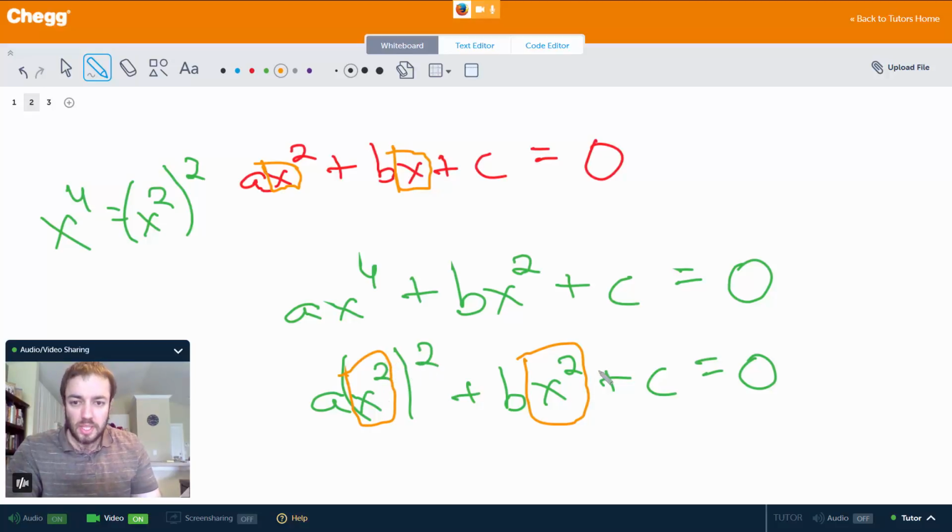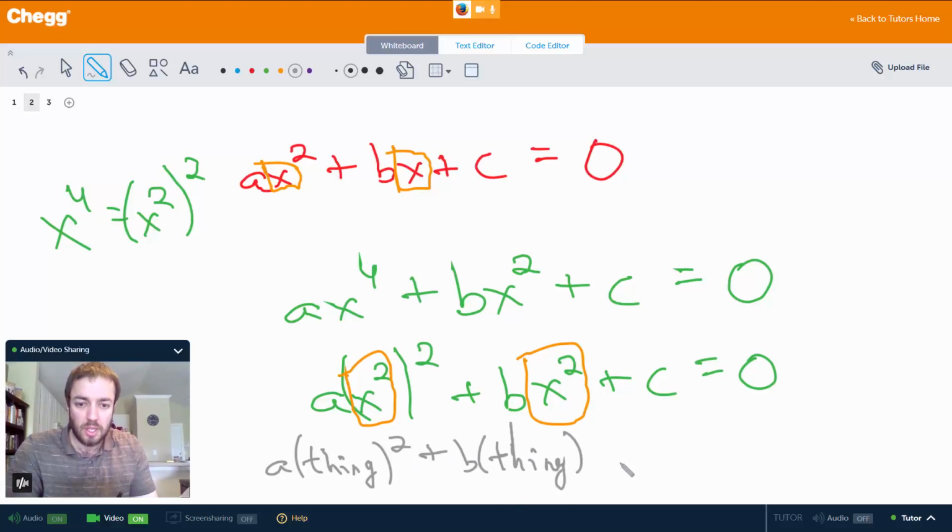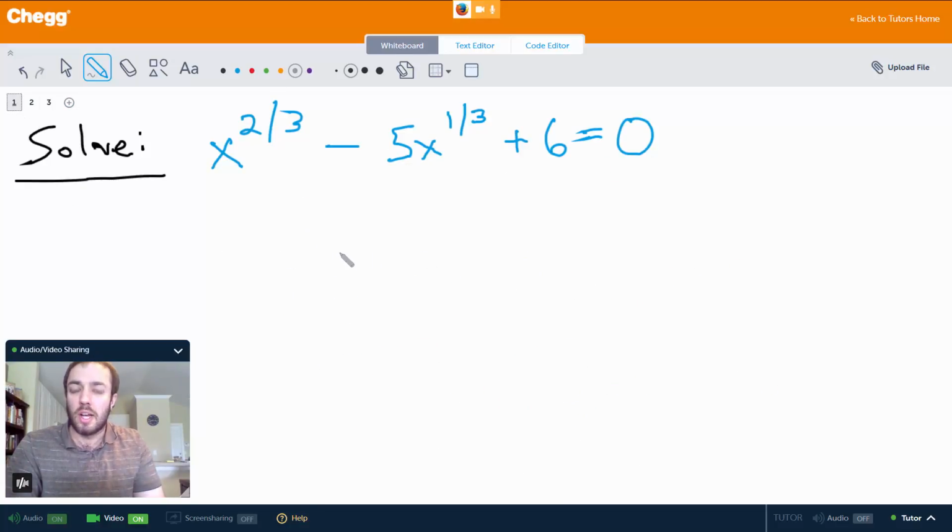So in general, an equation in quadratic form is something like a times a thing squared plus b times that thing plus c equals 0. For a quadratic equation, that thing is just plain old x. But more generally, we can have an equation in quadratic form, in which case the thing is more complicated than just plain old x. All right, so let's go ahead and see how this is an equation in quadratic form.